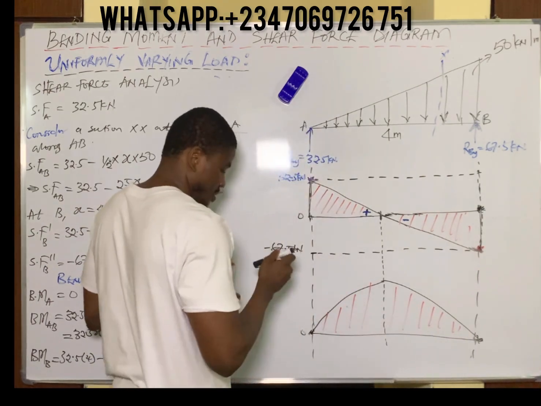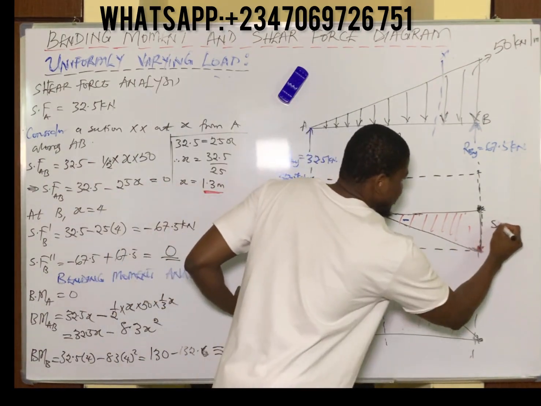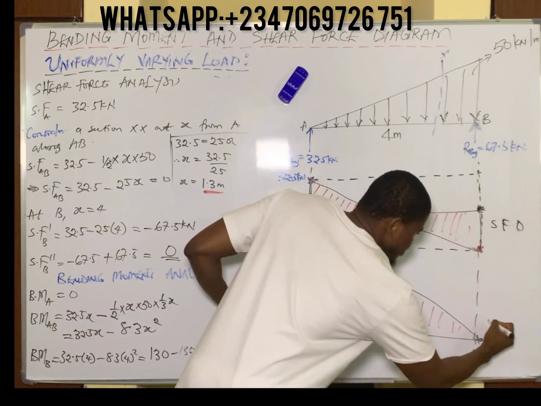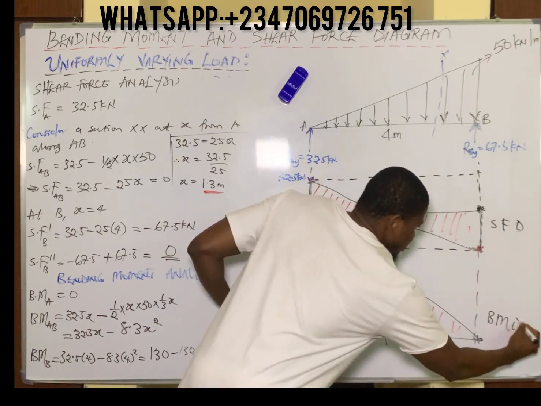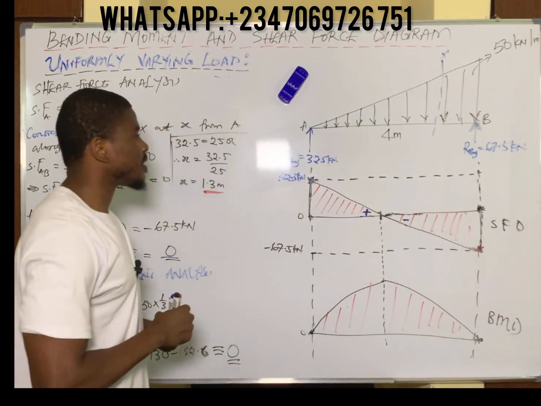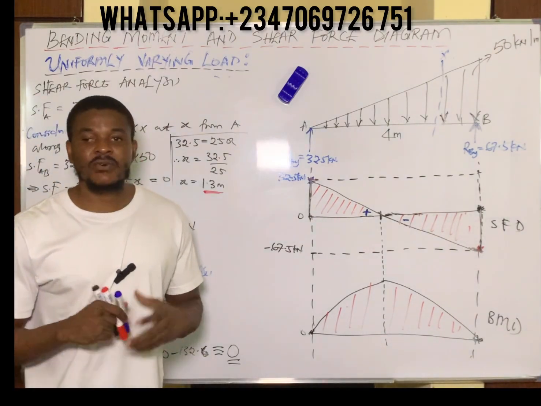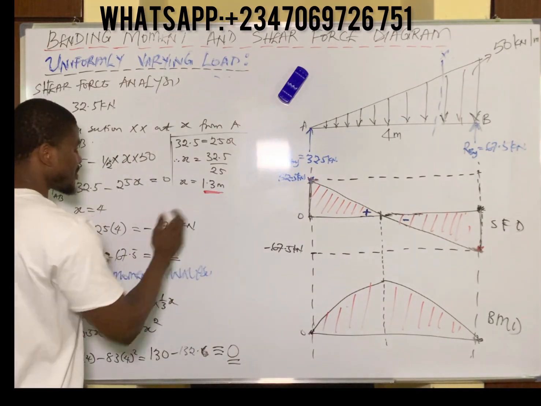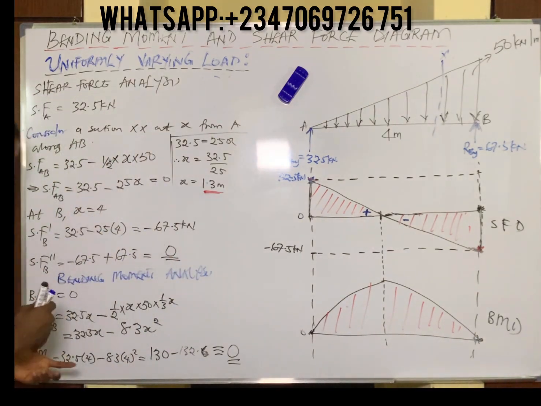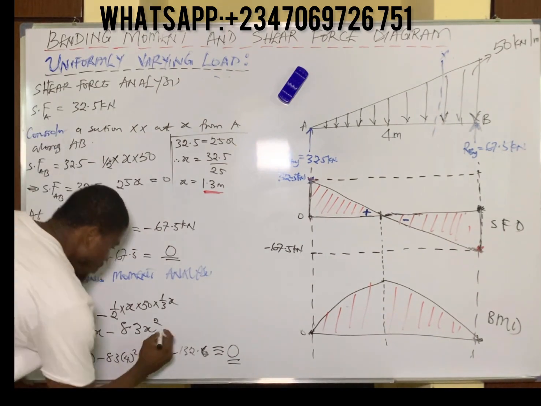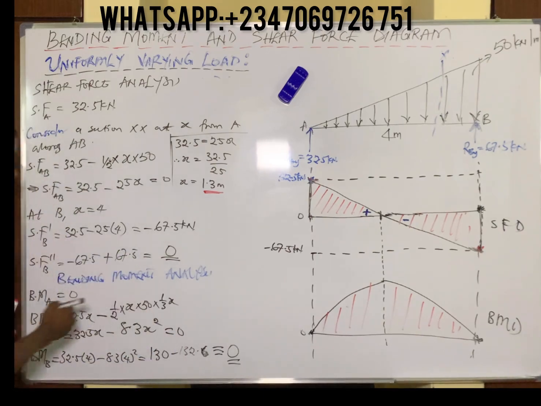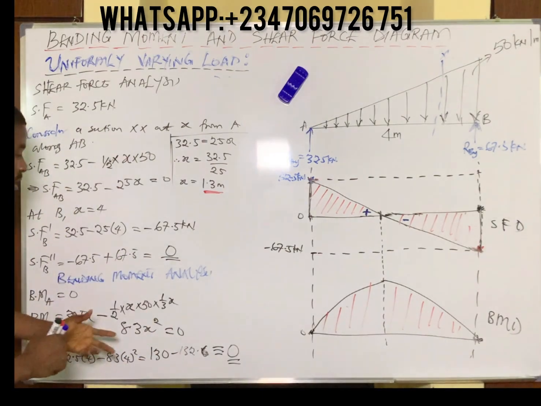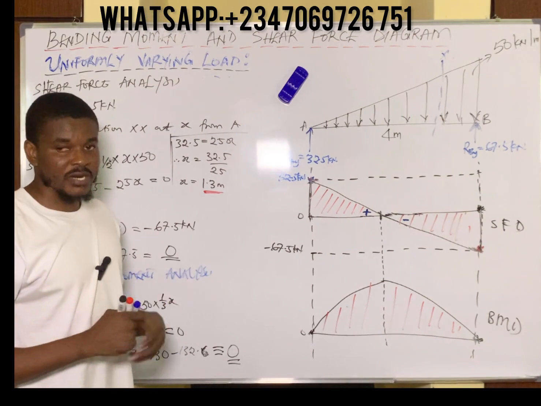So this is the shear force diagram, and this is the bending moment diagram. That's how you draw the shear force and bending moment diagram for a uniformly varying load. Once again, we've also explained the point of maximum bending moment. Just in case you're asked to find the point of contraflexure, simply equate the bending moment equation to 0 and find the value of x. The value of x you obtain is the point of contraflexure.